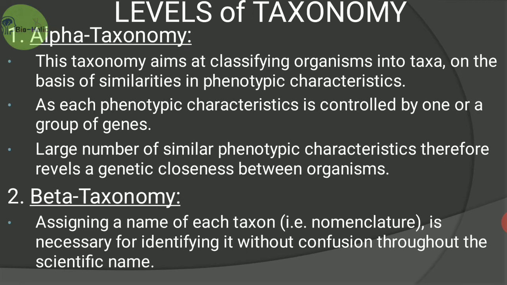But there are also some exceptions like convergent evolution, in which wings of bats and wings of butterfly both are wings phenotypically, right? But genotypically there are many differences between them. So a large number of similar phenotypic characteristics therefore reveals a genetic closeness between organisms. Secondly, beta taxonomy, which is the second objective. Assigning a name to each taxon, which is called nomenclature, is necessary for identifying it without confusion throughout the scientific world. Clear?